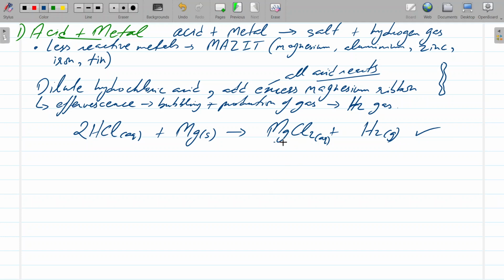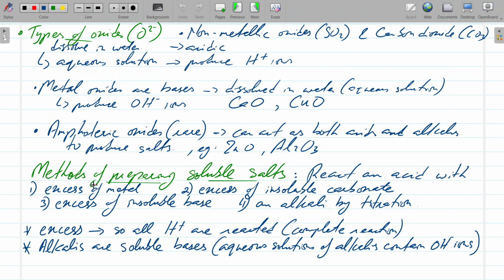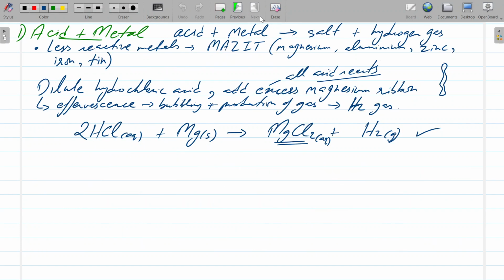So you're getting this soluble salt, because that is the whole thing we're doing, methods of preparing soluble salts. So it is aqueous and hydrogen gas is being released. Now, what is happening to the hydrogen? HCl basically means you've got this.